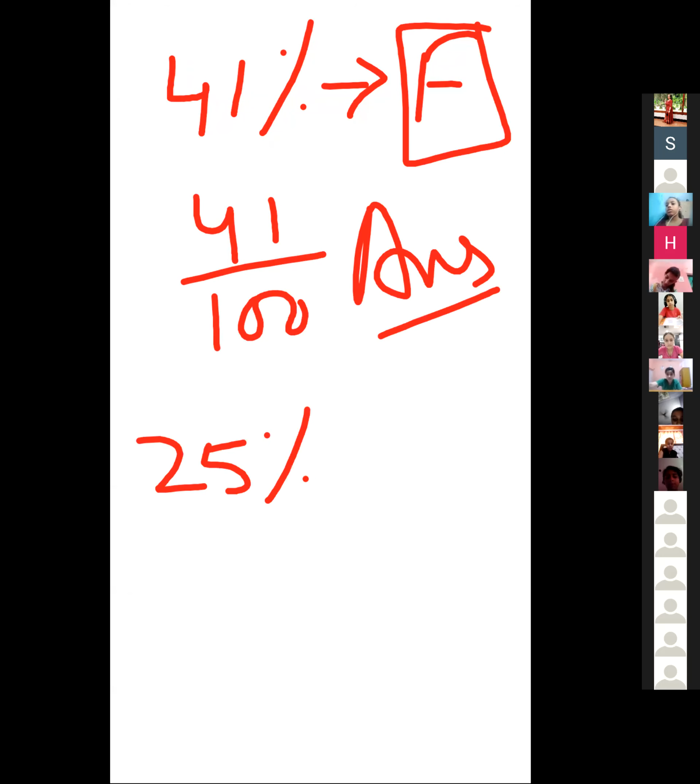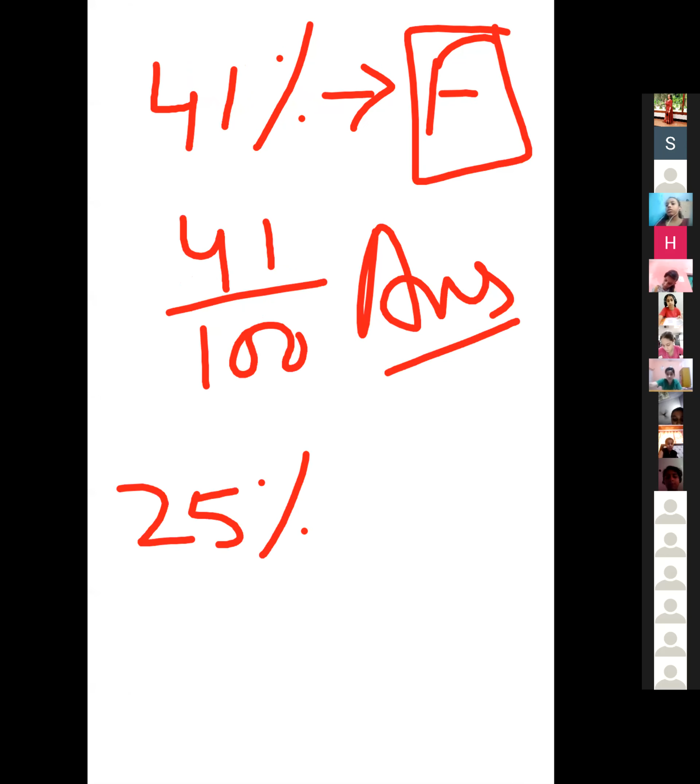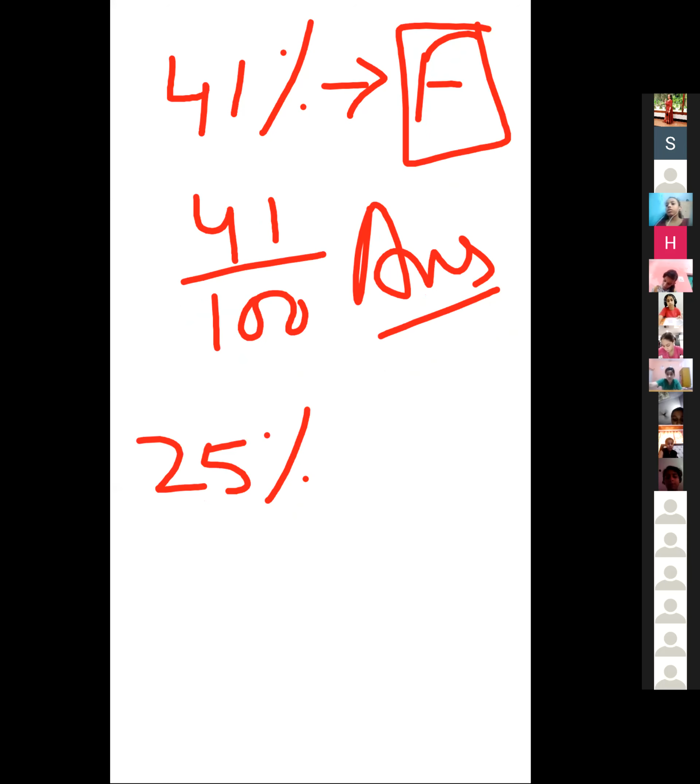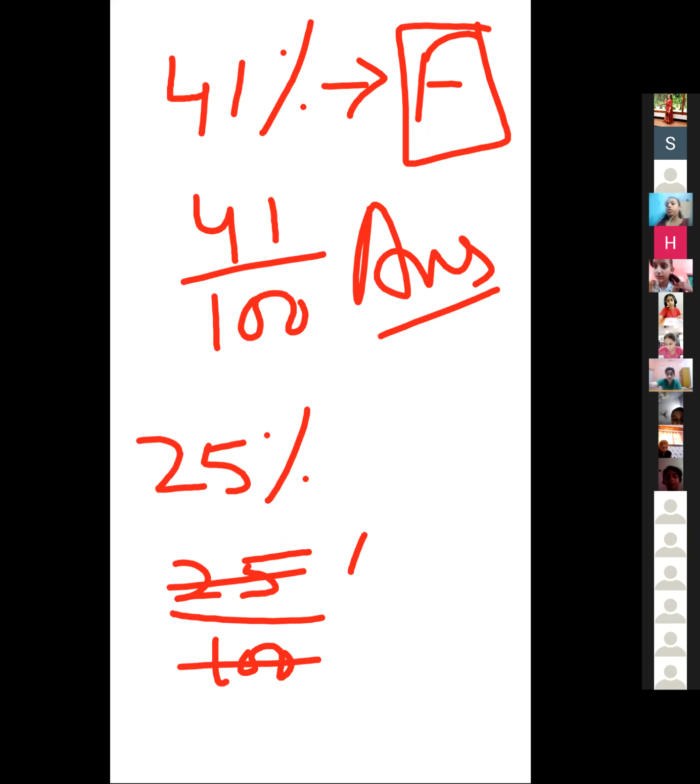Okay. Now do 25%. Do 25% fast. 1 by 4. Very good answer. 25 upon 100. So you cut it. 25 ones are 25. 25 fours are 100. So the answer is 1 by 4.